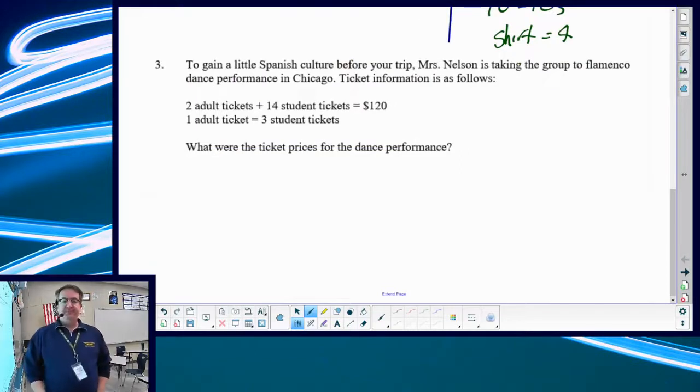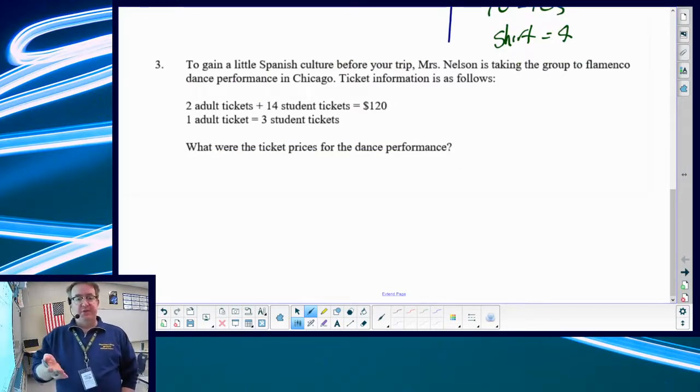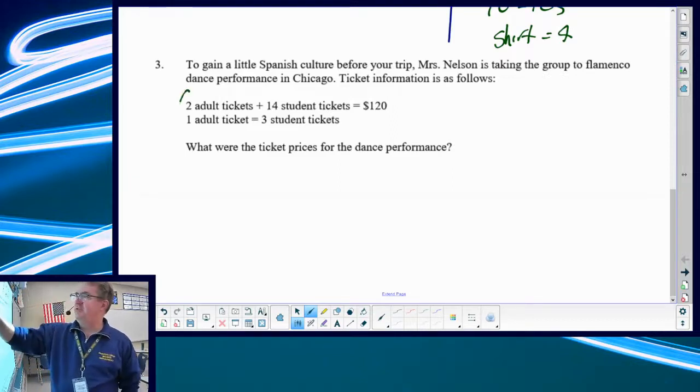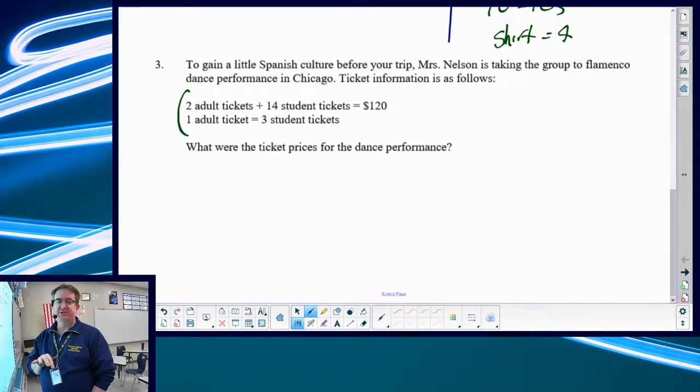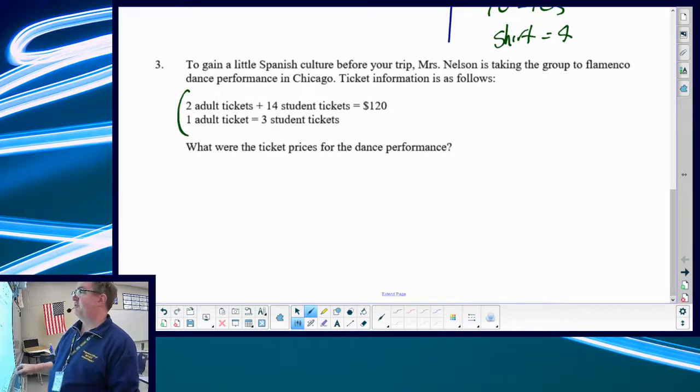All right. So take a second, try this. You're going to go see flamenco dancing. Try to get that Spanish culture in you, and we'll see where things go. All right. So the whole thing kind of hinges on these 2 equations. Now remember we talked about what a system was. A system is where you have equal values in 2 or more equations, or the variables have the same value in 2 or more equations.